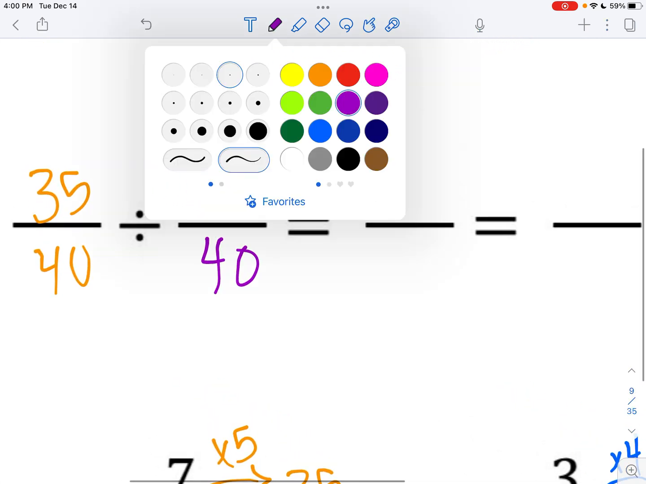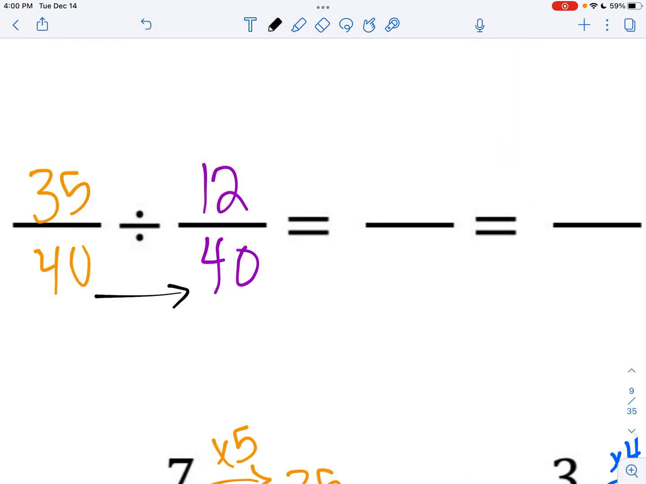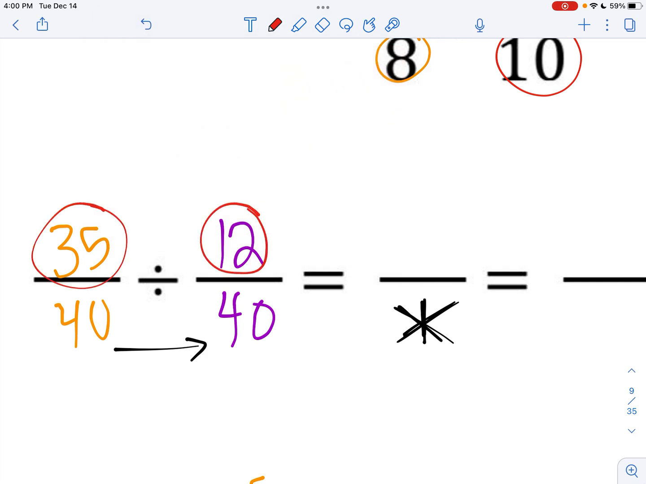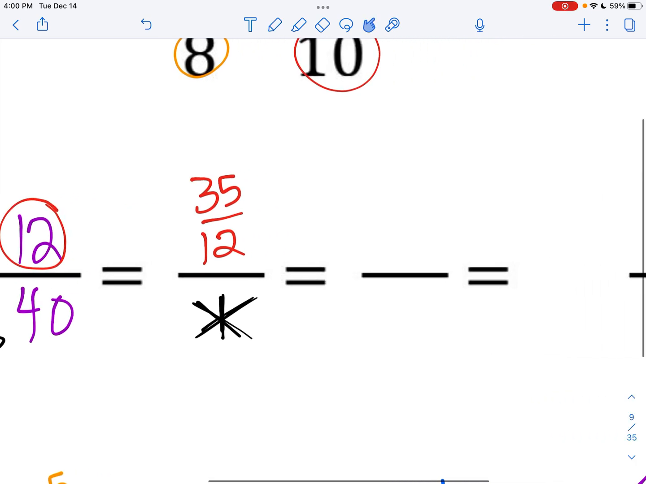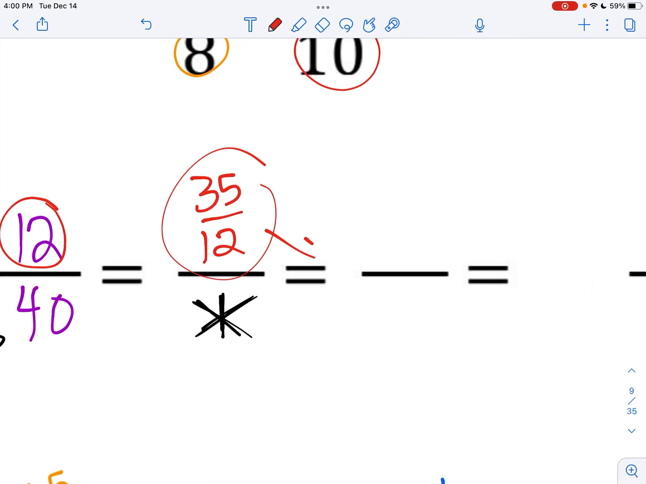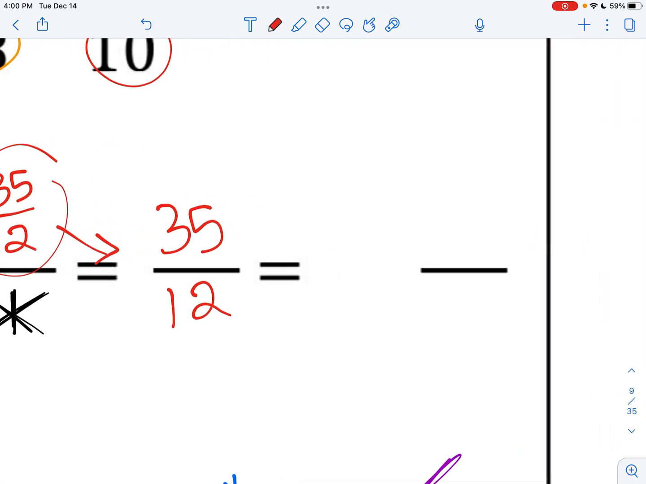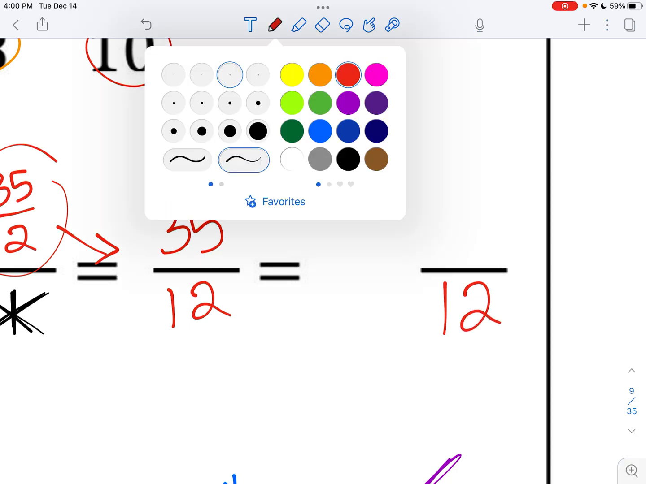I'm going to divide across. 40 divided by 40 is 1, and I don't need it. I'm going to cross it out. On the top, I'm just going to rewrite 35 divided by 12 as a fraction. Then I'm going to take that and rewrite it one more time. 35 divided by 12. And now I'm punching it into my calculator. The denominator stays the same, 12.